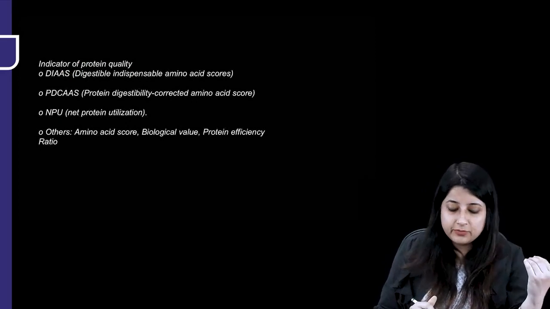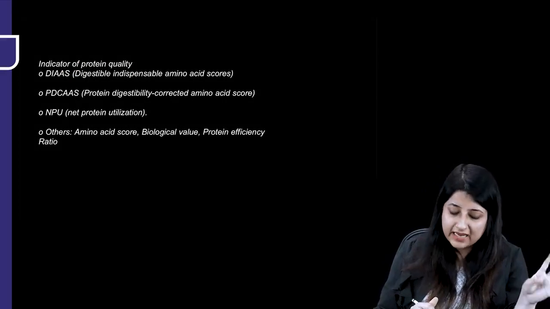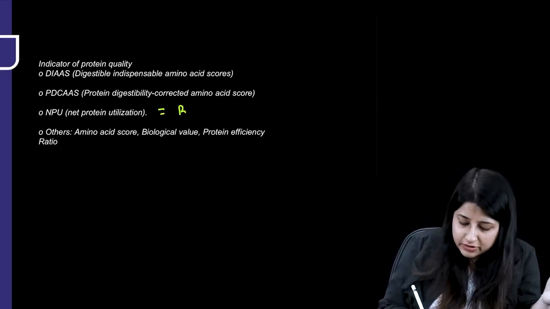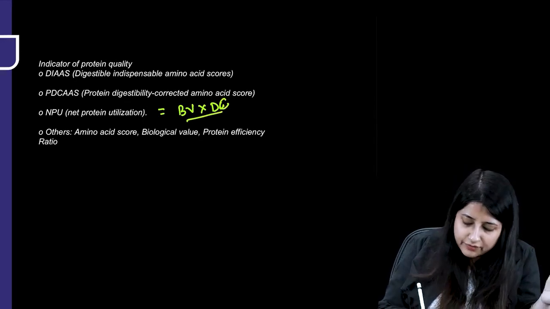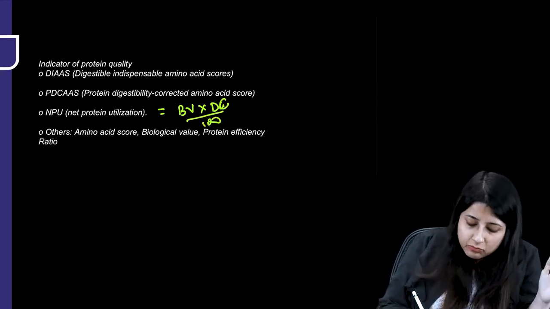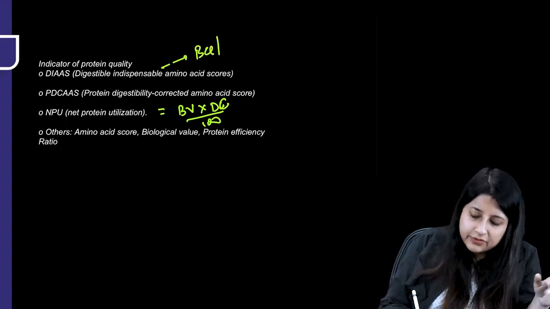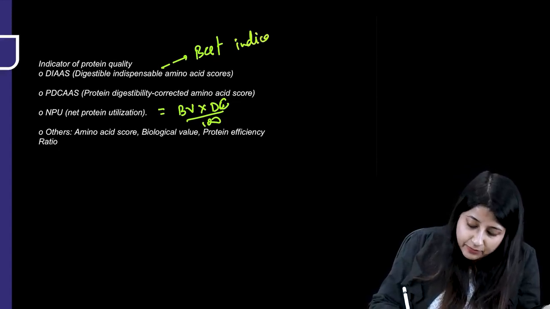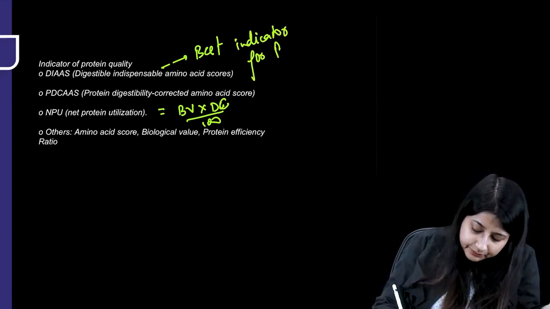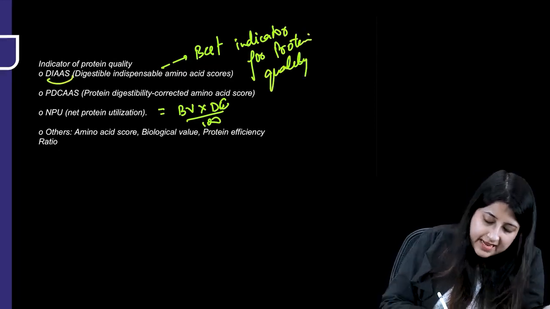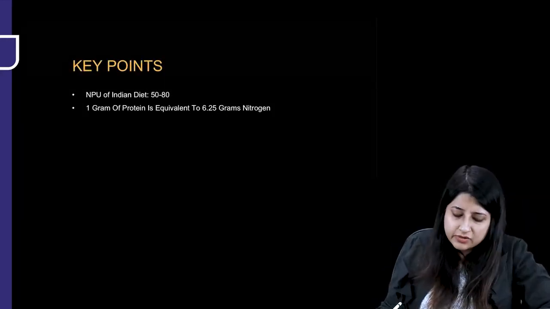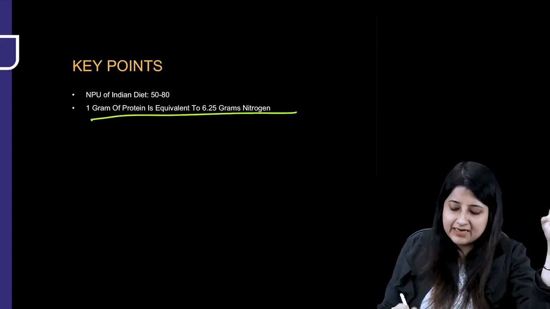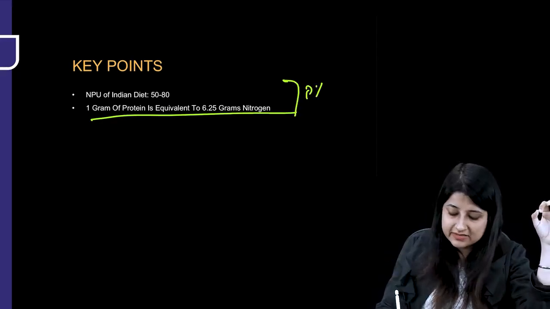Now the next important thing from protein is the indicators of protein quality. So we have DIAS score, PDCAAS score, NPU score. NPU, as we have studied, is biological value into digestibility coefficient by 100. If you want to learn in detail, you can refer to the main lectures, but the best indicator for protein quality, guys, is the DIAS score. Now net protein utilization of the Indian diet is 50 to 80. 1 gram of nitrogen is equivalent to 6.25 grams of protein. This is a PYQ.